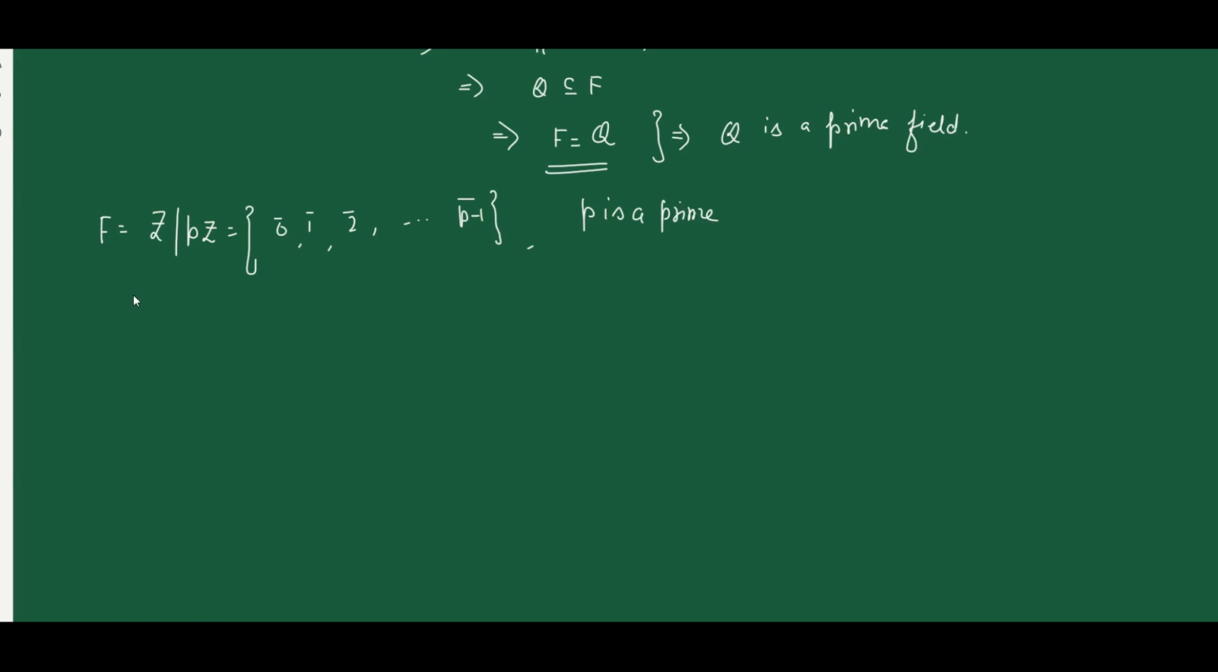Now we will prove that this is a prime field. We have proved that Z by nZ is a field if and only if n is a prime. So in our case p is prime, so therefore it is a field, and you can see that lecture in the playlist. Now we will prove that it is a prime field.